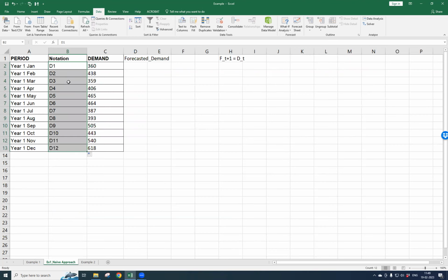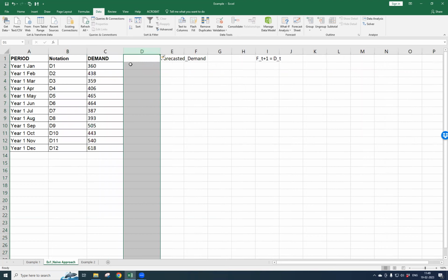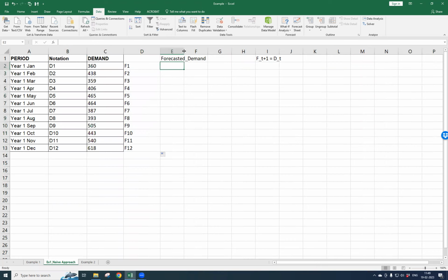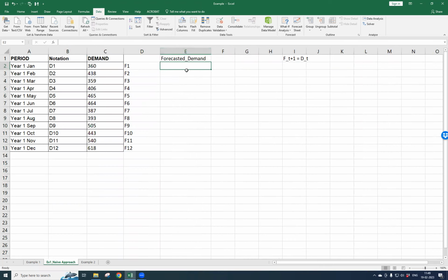So there are 12 demand values. Now, forecasted demand would also be the same way. So this one will be F1, F2, F3, and so on. As we have discussed in the class, the forecasted demand for F1, according to this formula, will be equal to D0. But we don't have D0, so we will start with F2 equal to D1 and so on. Because F1 equals D0 and we don't have D0 over here, we are going to start with D1 and we can only forecast F2.